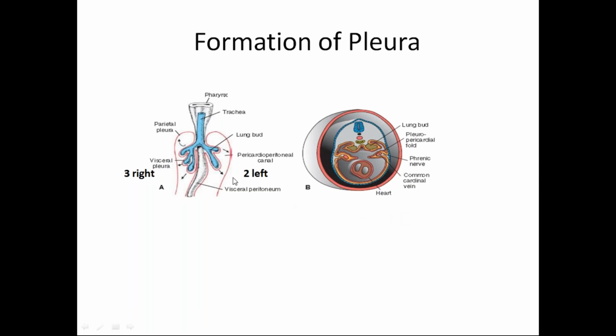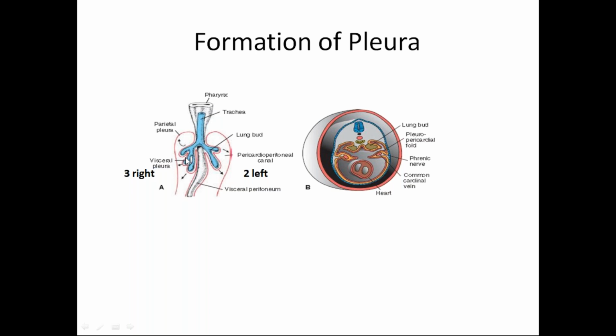So this is the gut tube, this is the pharynx, the upper part, that means the laryngopharynx. This is the lung bud forming the principal bronchus, and here on the right side, it divides into three. On the left side, it divides into two, thereby indicating two lobes of the left lung and three on the right lung. As it grows, what happens?